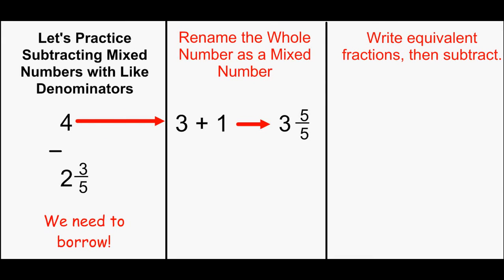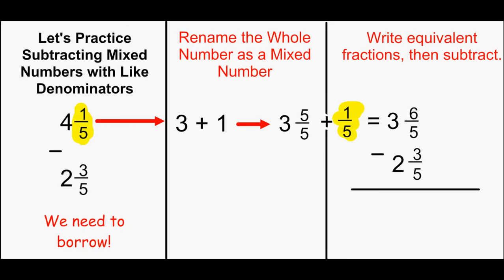Let's look back at our original mixed number, 4 and 1/5. We renamed the 4 as 3 and 5/5, and now we need to add 1/5, the 1/5 that was originally in our mixed number. This gives us 3 and 6/5, minus 2 and 3/5. Subtract your numerators. Use the same denominator, 5. Subtract the whole numbers. 3 minus 2 is 1. Our answer is 1 and 3/5.